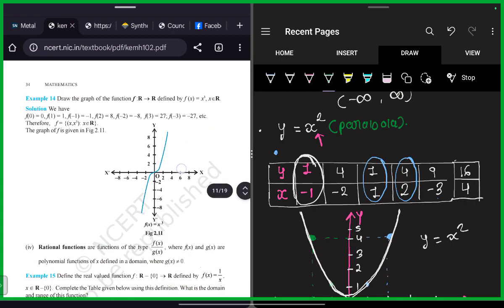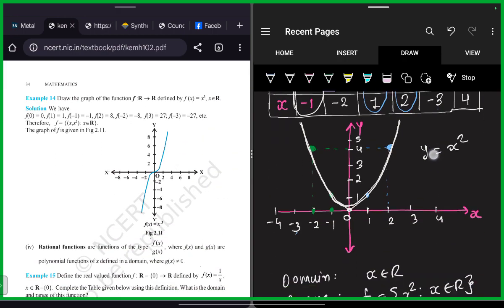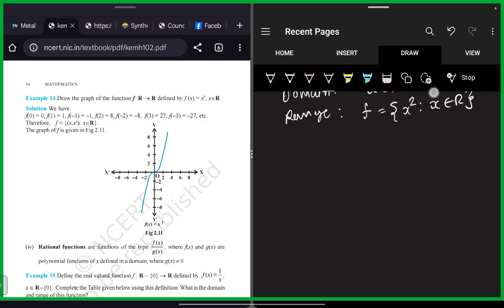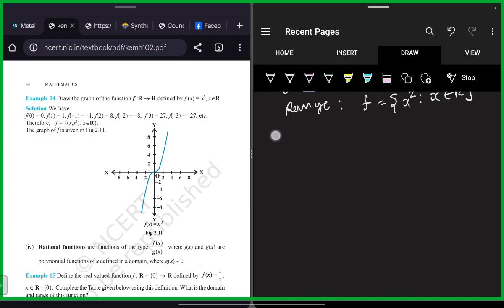Yes, sir. Okay, now let's move on. Now let's take f of x is equal to x cube, this you have to do. Okay, understood? Will you be able to do it? Can you draw the graph of x cube? Yes or no? As homework I'm giving this question.